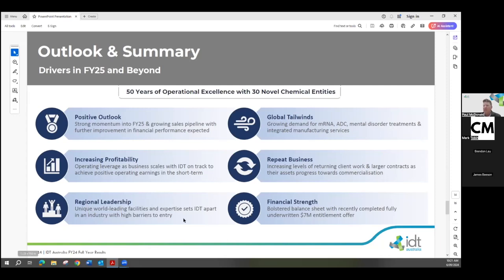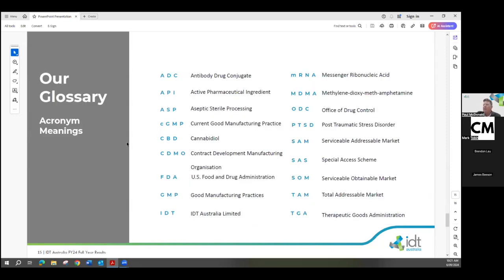Regional leadership: there's very few companies doing API manufacture right through to finished product in our region. And in fact, in Australia, we're pretty much it as far as small molecule goes. We're really the only ones doing it. And we recently completed a $7 million rights issue to hold a bank balance. And then there's some acronyms also in play. But I'll pause there, Mark, for questions.